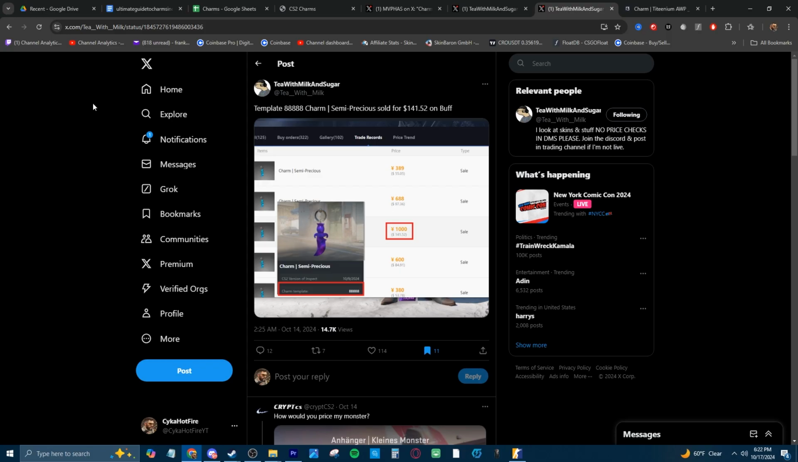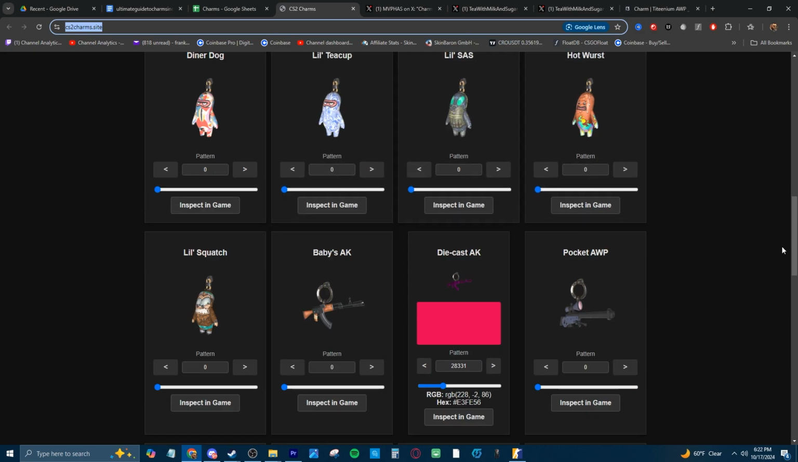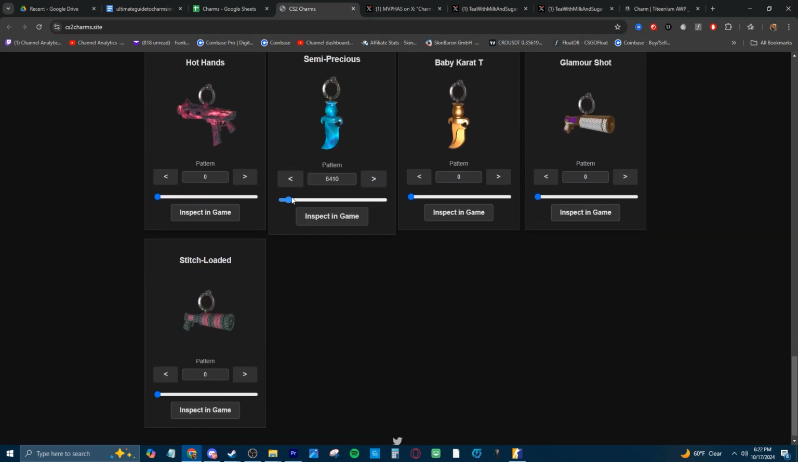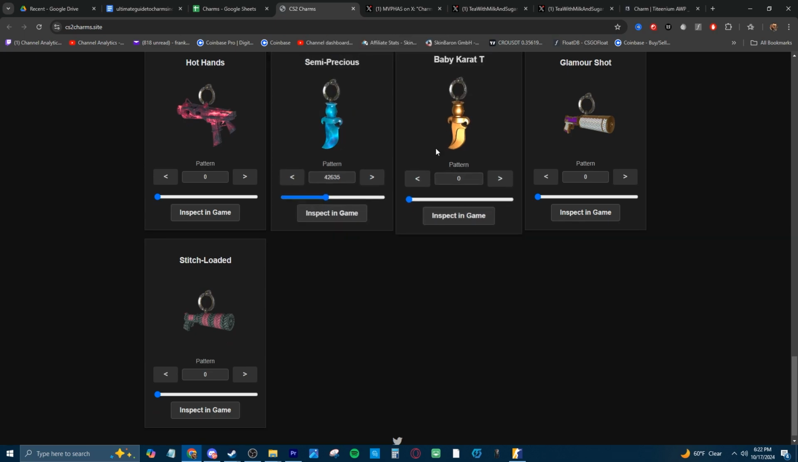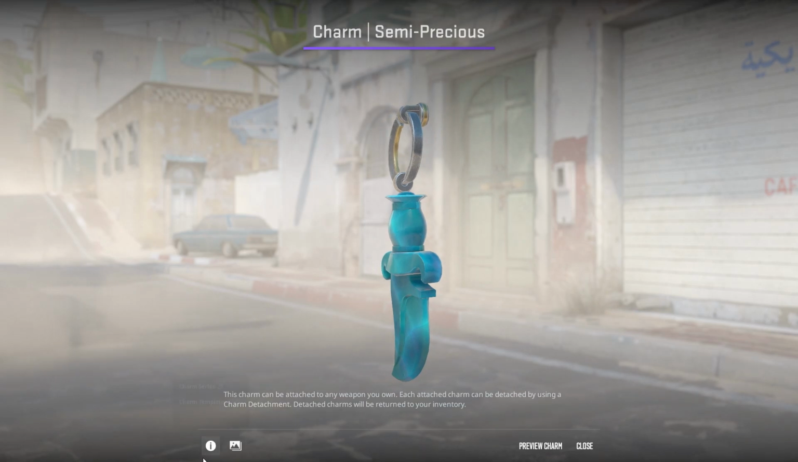So yeah, I think that's all we really have to cover with charms. As always, all of this will be linked at the top of the description, so be sure to check it out for yourselves, whether you're buying or just want to figure out which charm you actually want to get. And yeah, it's a cool site right here. Shows you the exact pattern and very helpful.